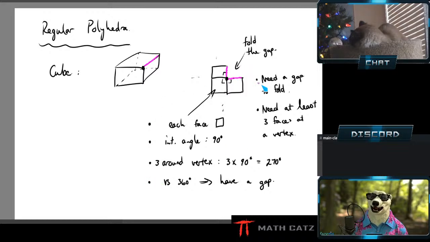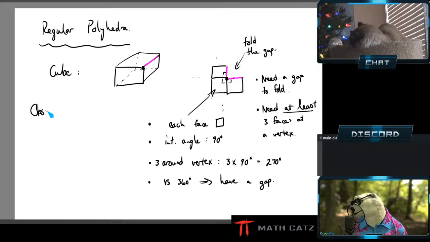So I can use these points to try and discover other possibilities. Again, I'm trying to go slow enough so that we can keep up and understand what is happening. So obviously, I just need at least 3 faces at a vertex. For the case of a square, if I have four square faces at a vertex, it's not going to work because then I lose my gap, right? Because 4 times 90 is 360. It's not going to work.